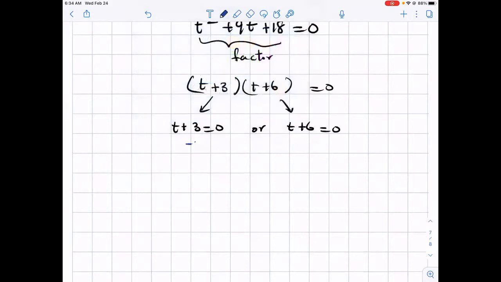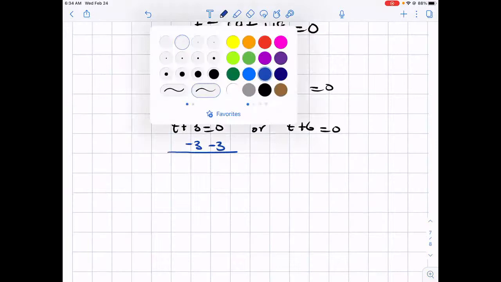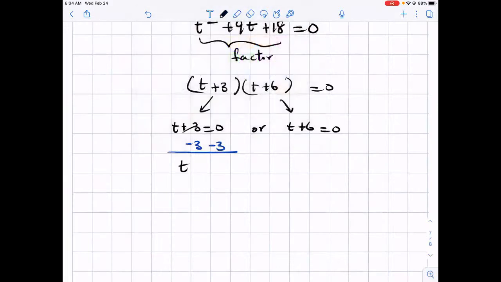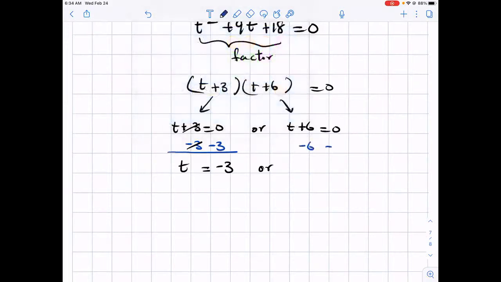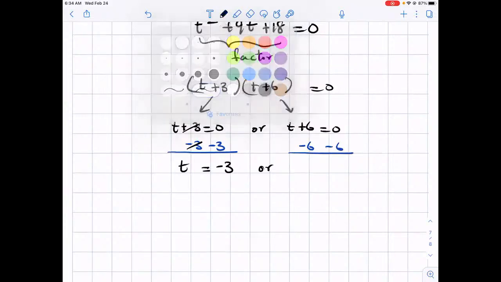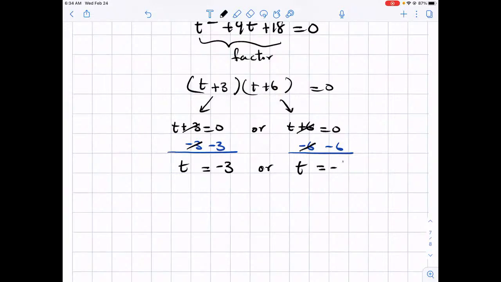So we'll subtract 3 on both sides. And by doing this, we have t, the plus 3 and the minus 3 becomes 0, is equal to negative 3. Or, on the other side, we'll minus 6 on both sides. And if we do this, we have t, the plus 6 and the minus 6 becomes 0, is equal to negative 6.